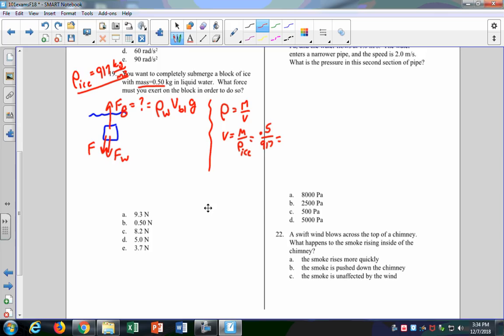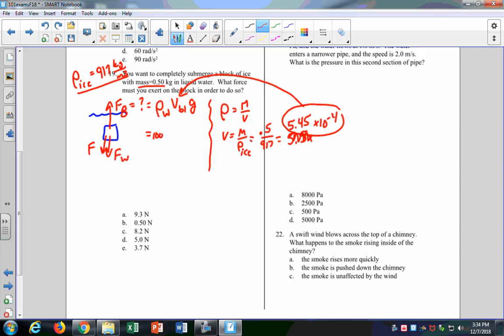And that's 5.45 times 10 to the minus 4. Which I'm going to keep 3 sig figs. I don't think it matters, but I'll just keep 3 sig figs for now. So that's my volume, and that's the volume of the block. So I take that and I put it right there. And then I can find that buoyant force.